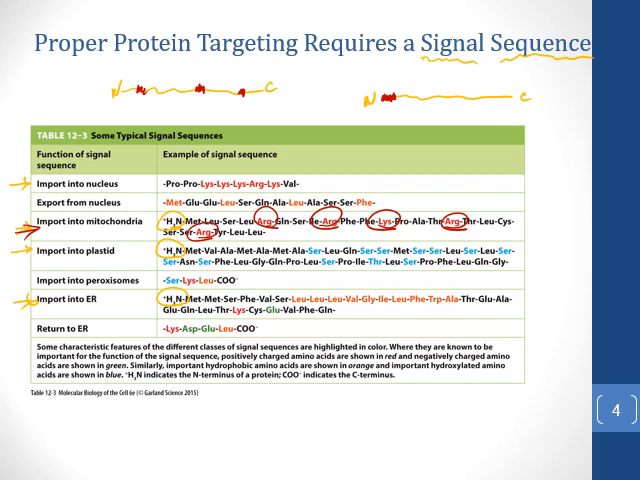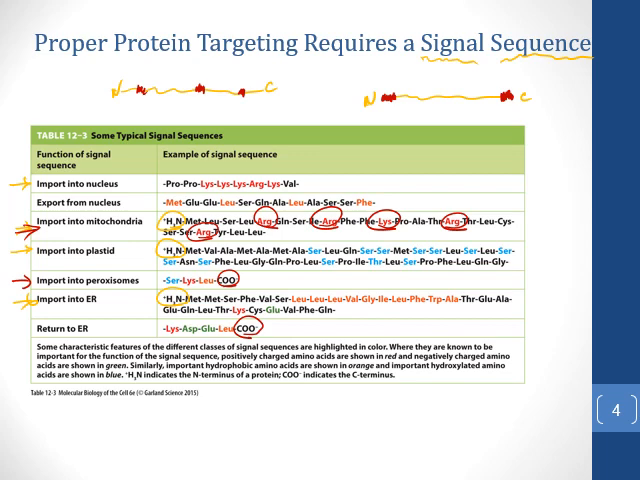Now, there's one other thing I want to say about that. If a signal sequence is on the amino terminus or the carboxy terminus, I forgot to say that. If you look down here at the peroxisomes, this one is actually on the carboxy terminus. Here's another one for return to the ER on the carboxy terminus. So sometimes the signal sequence could be here.